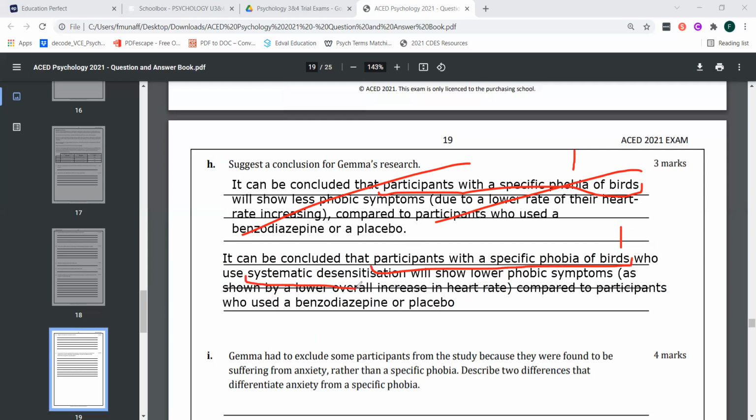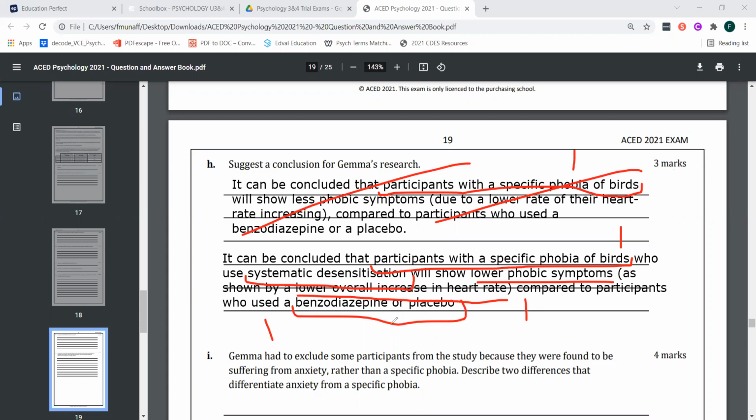Systematic desensitization, also mentioning the other interventions, is another mark. And then indicating the change or the relationship between the variables, talking about lower phobic symptoms or a lower overall increase in heart rate, will be the other mark here. Even if you didn't operationalize this variable and write lower overall increase in heart rate, even if you just wrote will show lower phobic symptoms compared to participants who used a benzodiazepine or placebo, you'll still get 3 marks there because they don't usually expect you guys to operationalize variables for conclusions.